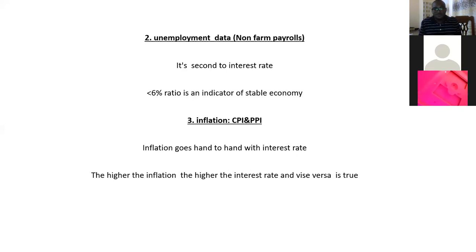If unemployment data is less than a 6% ratio, that is an indicator of a stable economy. But if unemployment data is higher than a 6% ratio, that means it's not good for the economy. When we talk about unemployment data, that means the percentage or rate of unemployment in the country. If unemployment is higher in the country, that means it's not good for the economy. And here we have been given the ratio. In fact, that's why not all unemployment data have such a bigger impact.